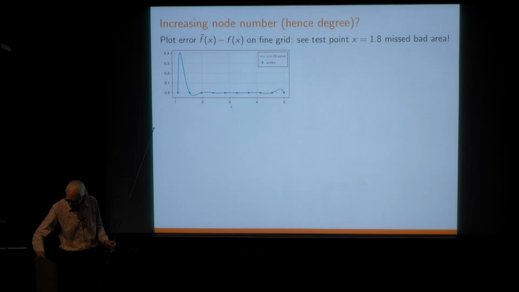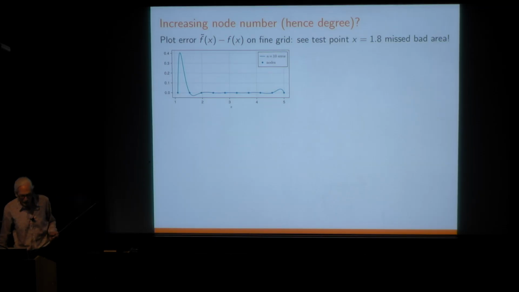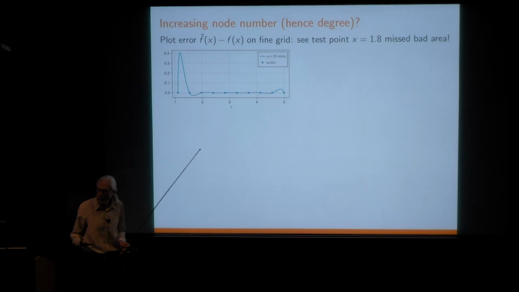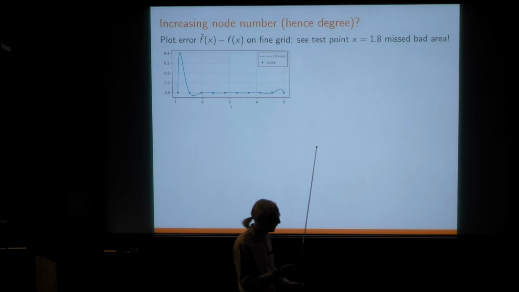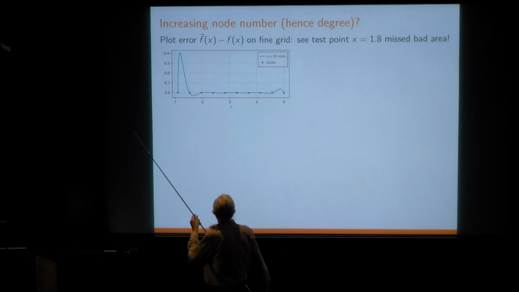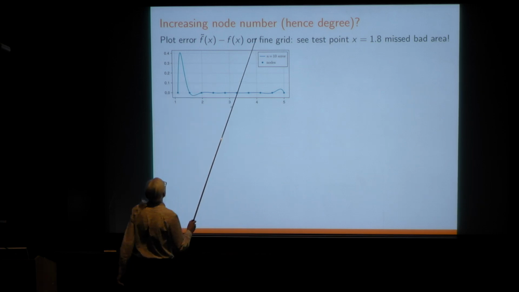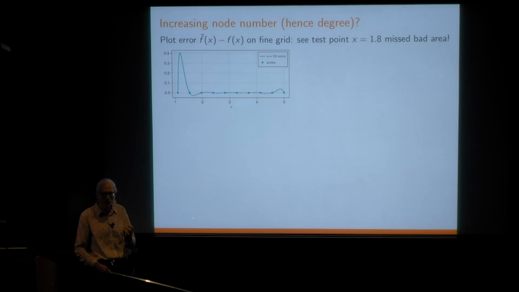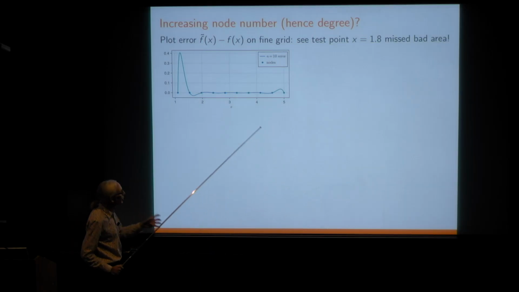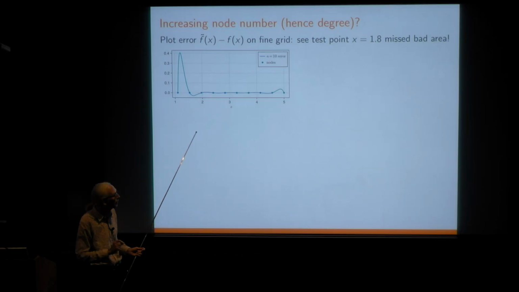Okay, so increase the node number. That's a good way to try and get it more accurate, right? Just use more data. I think this is what we were talking about yesterday. All right, so you've got to increase the number of nodes and therefore increase the degree of the polynomial because it's a square system, right? You're trying to interpolate. It's got to go through all of that data.